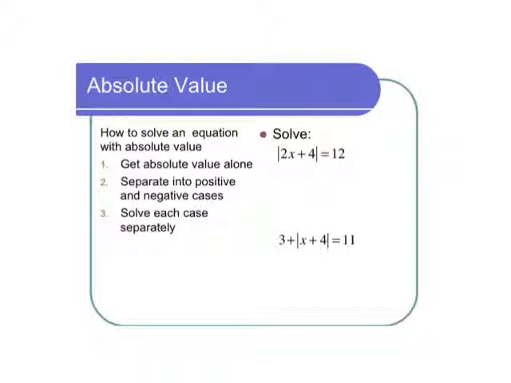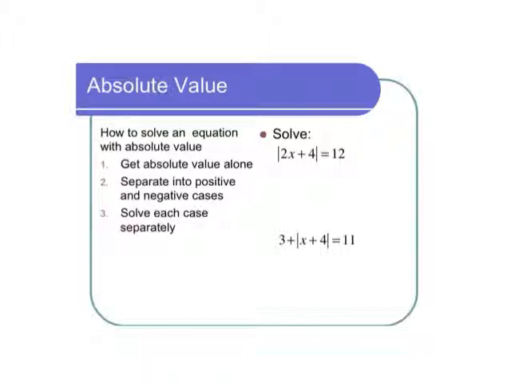In our first example there, the absolute value of 2x plus 4 equals 12, the absolute value is already alone, so we don't have to do anything. But in the problem below it, 3 plus absolute value stuff, I'm going to want to first get the absolute value alone. Once it's alone, then we're going to split it up into two different equations, a positive case and a negative case. That's new, probably, for most of you. So we're going to have to solve two equations with different numbers. And that's step 3, just solve each one of those situations separately.